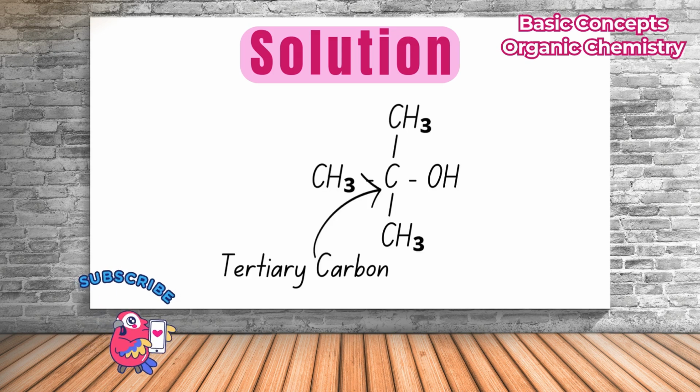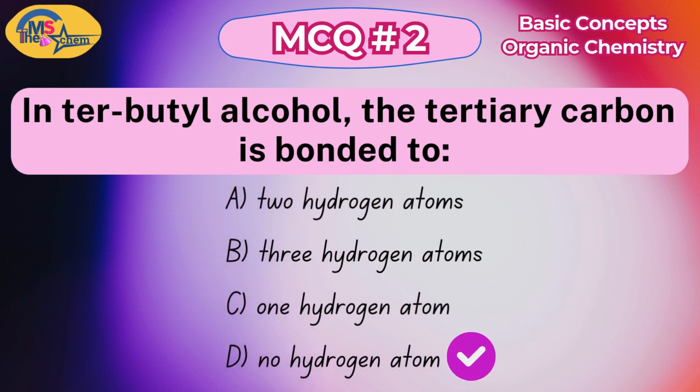Now look at the formula of tertiary butyl alcohol, in which the carbon atom which is attached to hydroxy group bears no hydrogen atom, but carbon is further attached to 3 methyl groups via carbon atoms. So there is no hydrogen atom attached to carbon atom, which is attached to the functional group OH. So the answer is D, no hydrogen atom.